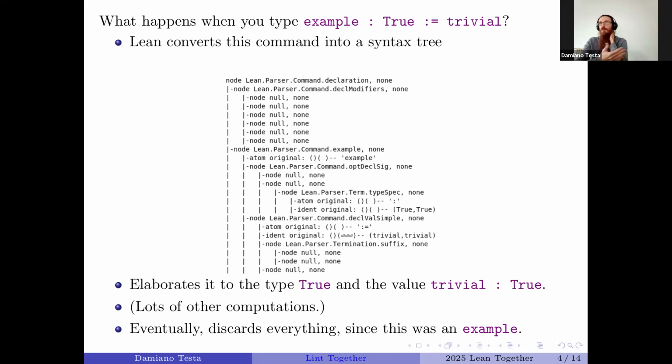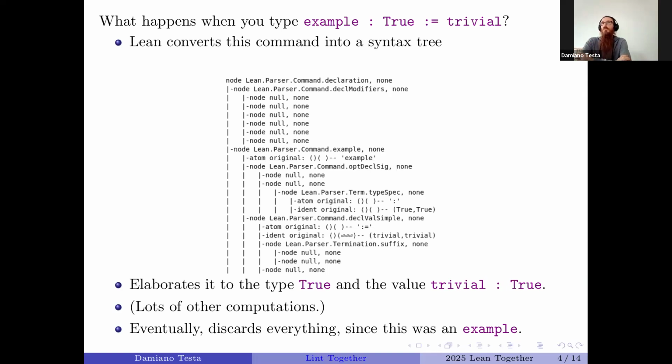At this point, Lean will do lots of checks, for instance, to make sure that indeed trivial is a term of type true, and all sorts of things. So it does lots and lots of work behind the scenes. And eventually, once it's done all of this work, it discards everything, because you told Lean this was an example, so it's not going to add it to the environment. It's not going to do any persistent change. It did all of these computations, and then it retained nothing in the environment.